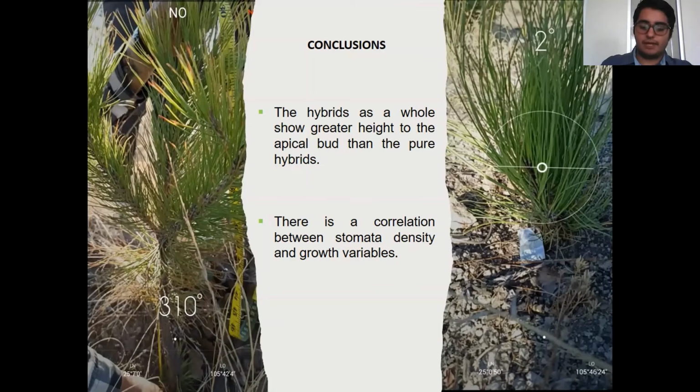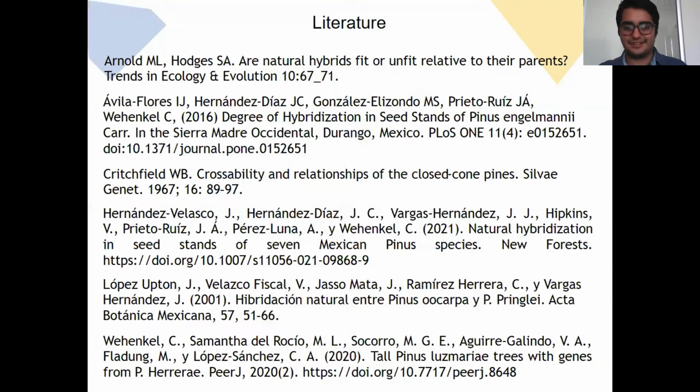So what do we recommend? We recommend to continue this investigation, assessing the difference between hybrids and pures over the years, and to repeat this kind of investigation with different hybrids of different species, because there is a high viability in growth and adaptability of hybrid individuals, and natural hybridization is a natural force, and we all know that natural forces don't stop. Well, that's all for me.